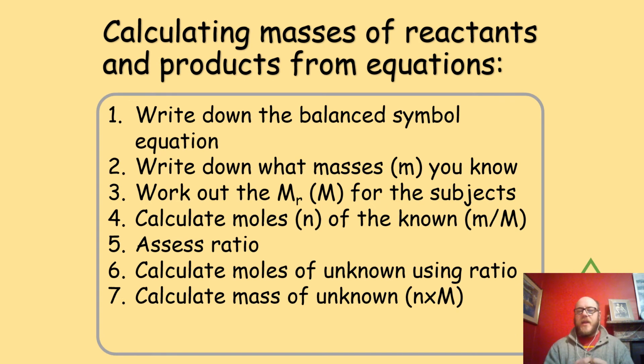So we work out the relative molecular mass for those substances. And then we calculate the moles of the known substances. Now, what are moles? That, again, I will tell you in another video, but essentially it tells you how many molecules there are in this reaction. Then you look at the ratio, and then you calculate the number of moles of the unknown thing using that ratio, and then you calculate the mass. Now, that sounds inordinately complicated, but I'll show you an example, and I'll make it make a little bit more sense.